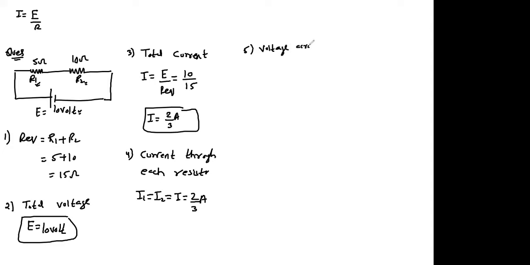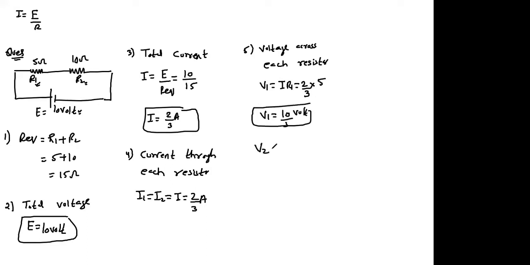Very good. Fatma, how would you calculate voltage across each? IR. V1. So what would be V1? IR1. I1. Very good. So how much is I? I is 2 by 3, R1 is 5, so that's 10 by 3. And how much is V2? 20 by 3.